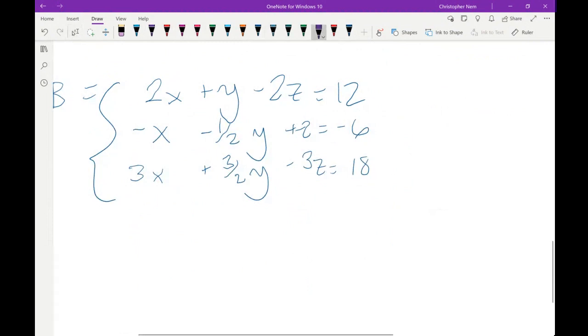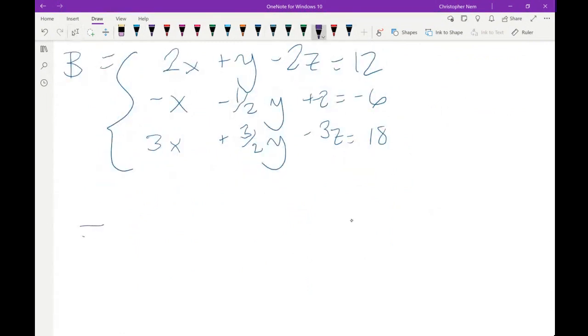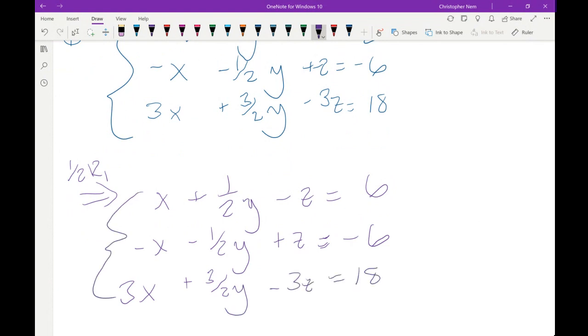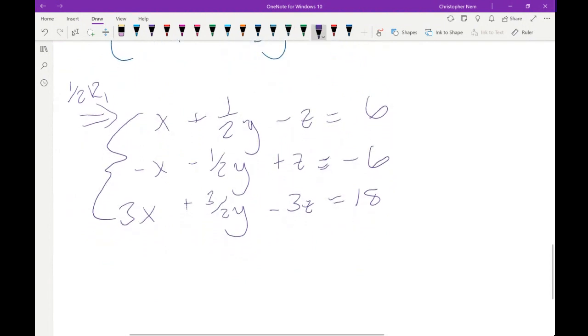So what I'm going to do here is, there's multiple ways to approach it. I'm going to in particular do 1/2 of R1. If I do that, I get x plus 1/2 y minus z equals 6. Everything else stays the same. And then I'm hoping you guys see something that happened. If you noticed, the first two equations, they're just negatives and positives of each other.